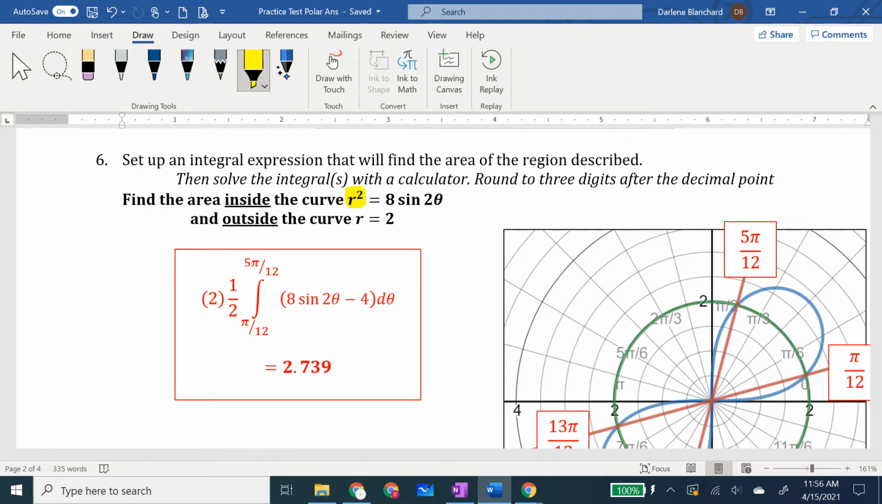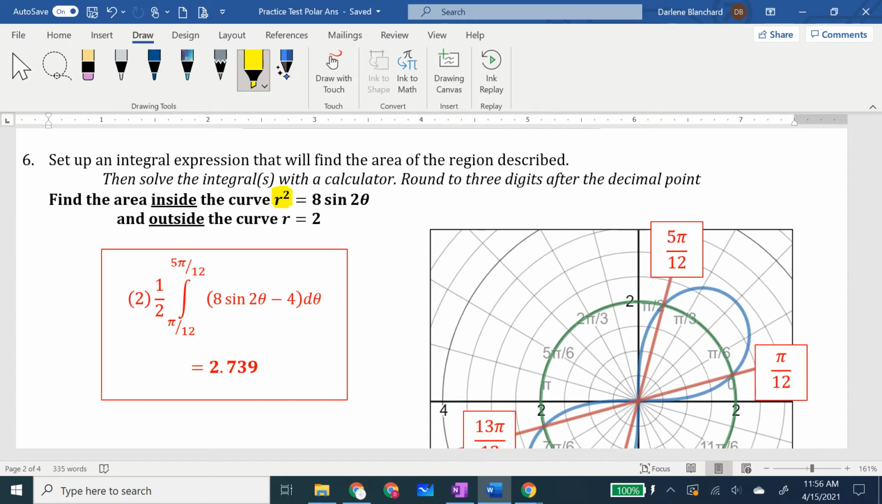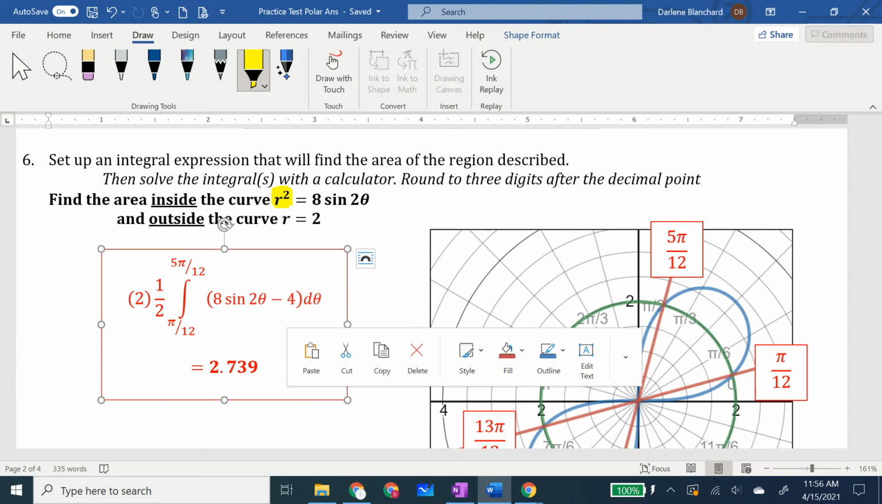Okay. When you're dealing with an inside-outside area, those are actually easier because they can usually be dealt with as one single integral.